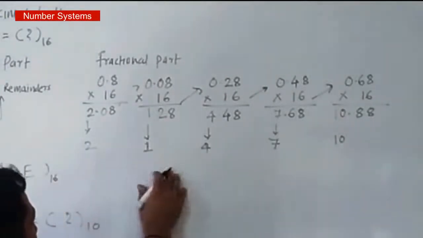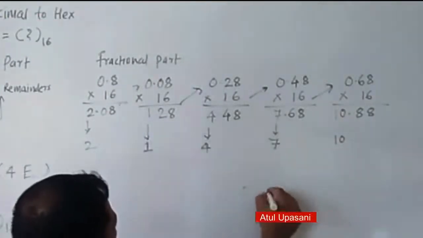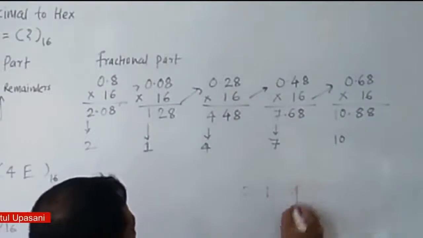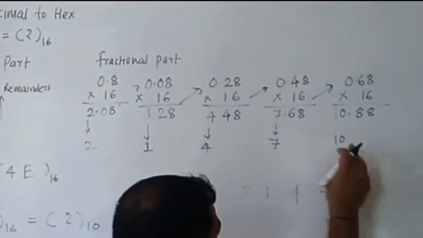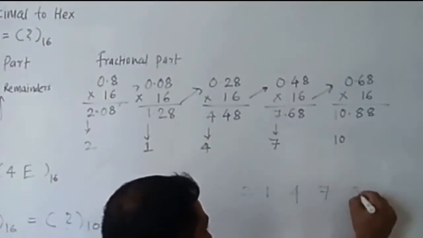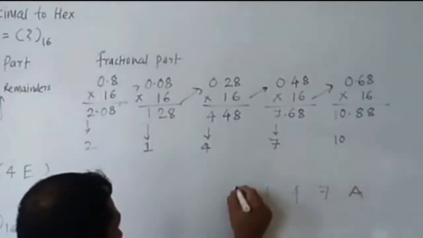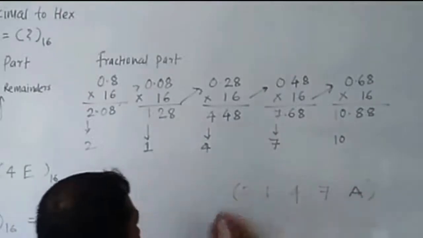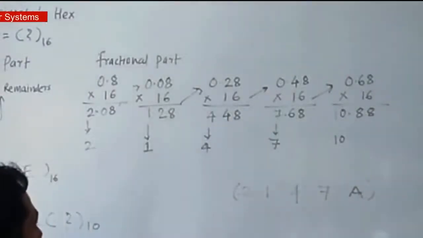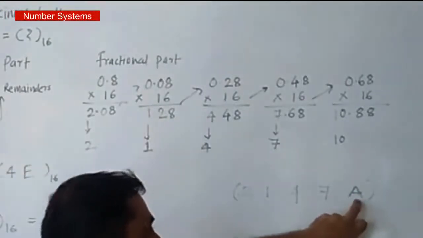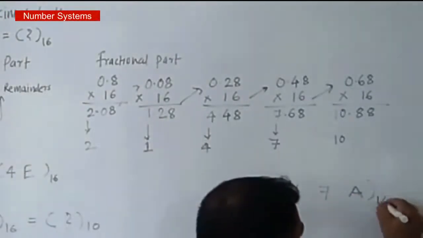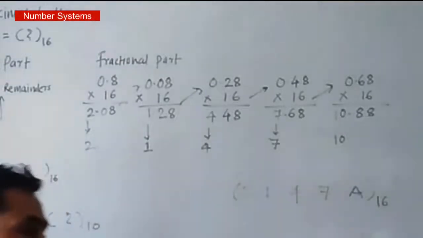Here 2 will be written as it is, 1 as it is, 4 as it is, and 7 as it is. But instead of 10, we have to write A here. So the hexadecimal conversion of 0.8 is found to be 2147A in hexadecimal. So this is how we can simplify the fractional part.